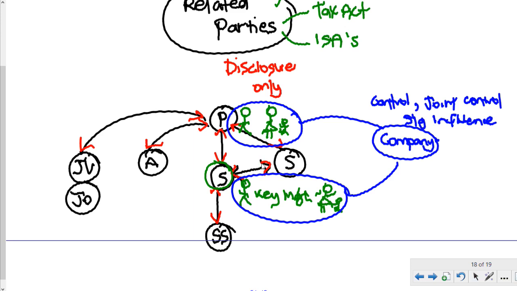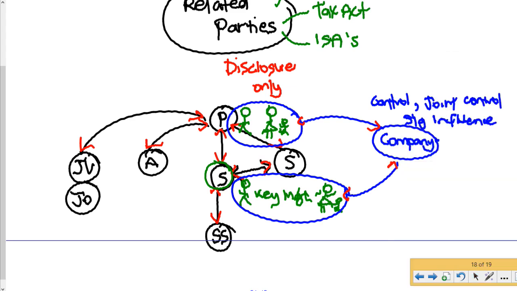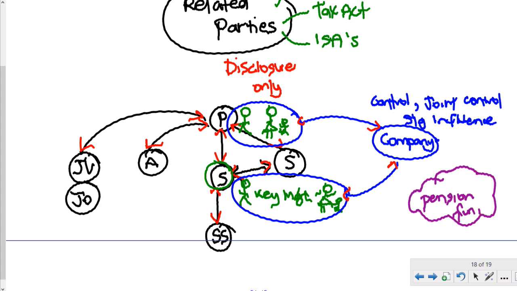It also says that a post-employment benefit plan, so the pension fund of any of these. So here on the side, we're going to put in a cloud, the pension funds. So pension funds of any of these are also considered to be related parties. So you can see that the related parties definition is very, very wide. So what do they say are not related parties?